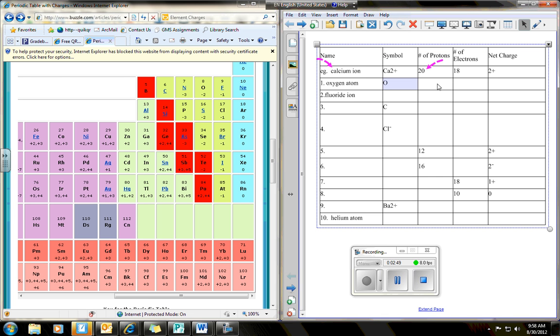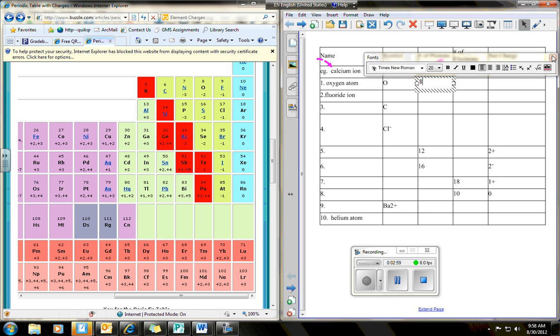Now the number of protons. The number of protons is equal to the atomic number, so 8. It would have 8 protons, so I write 8. This is an atom. The number of protons equals the number of electrons, so if I have 8 protons, I will have 8 electrons because it's an atom and not an ion. And lastly, the net charge is balanced out, so my net charge would be 0. It's not positive or negative. It's a balanced out equation.